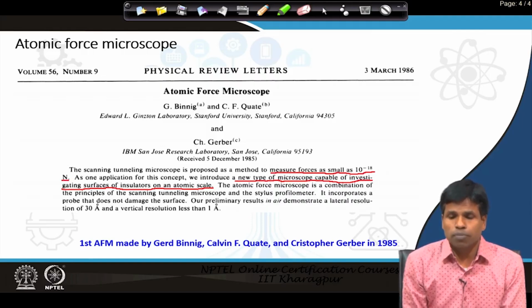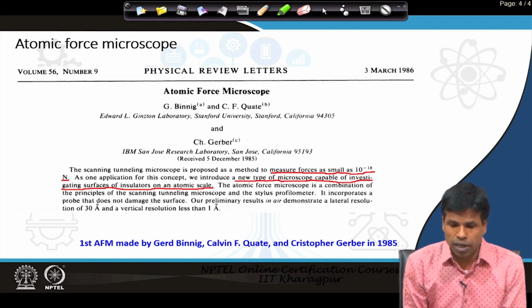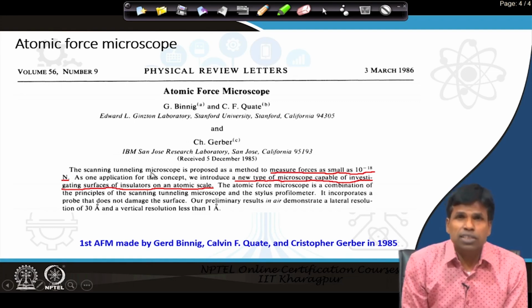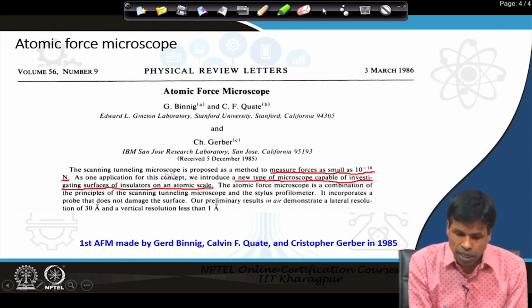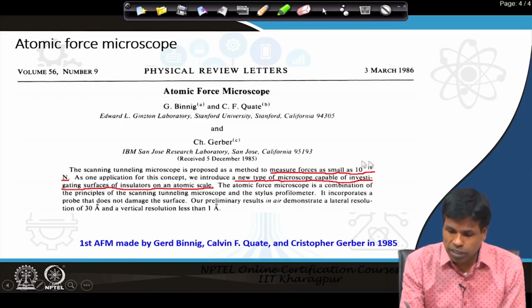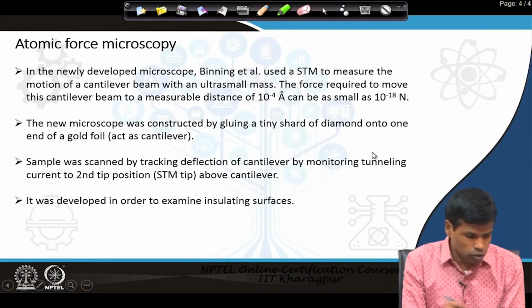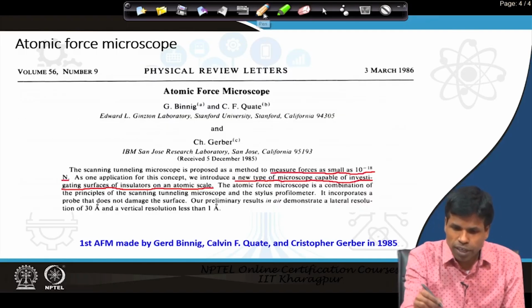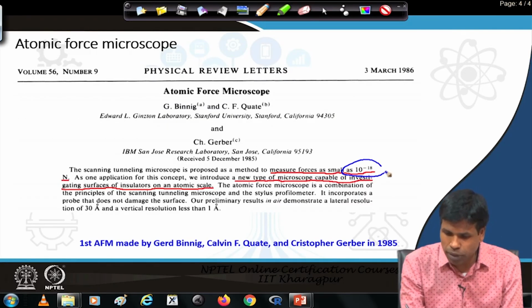Then 4 to 5 years after, three scientists, Binnig, Quate and Gerber, demonstrated another type of microscopy, a modified scanning tunneling microscopy, to measure the surface topology of the sample by measuring the force. So, they used the scanning tunneling microscope again to measure forces as small as 10 to the power minus 18 Newton.